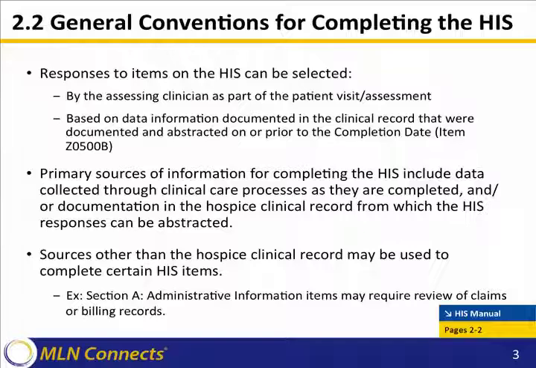However, there are some instances where the HIS data collector may consult sources other than the hospice clinical record to complete HIS items. For example, completion of Section A administrative information items may require review of claims or billing records. Section F preferences items may require review of physician order for life-sustaining treatment or POST forms or other equivalent forms.